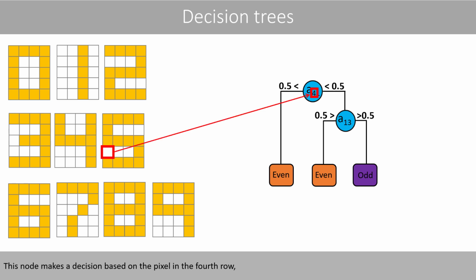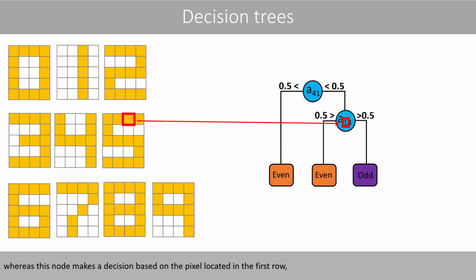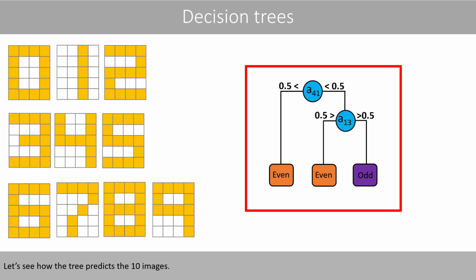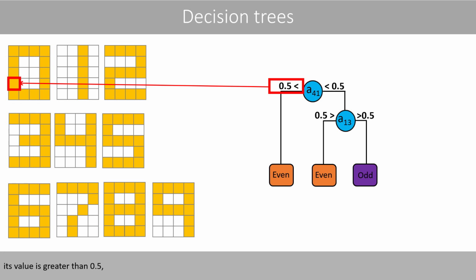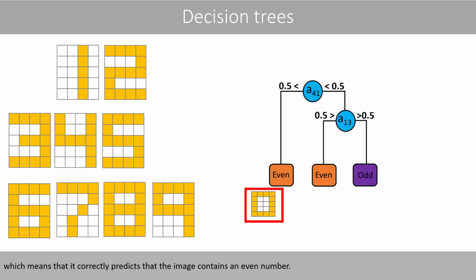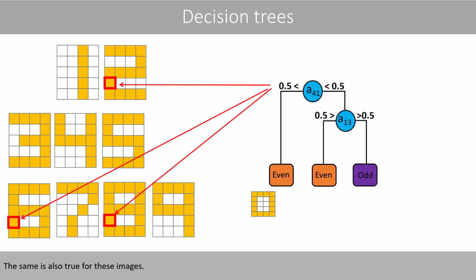This node makes a decision based on a pixel in the 4th row, first column, whereas this node makes a decision based on the pixel located in the 1st row, 3rd column. Let's see how the tree predicts the 10 images. Since this image has a pixel with color in the 4th row, 1st column, its value is greater than 0.5, which means that it correctly predicts that the image contains an even number. The same is also true for these images.